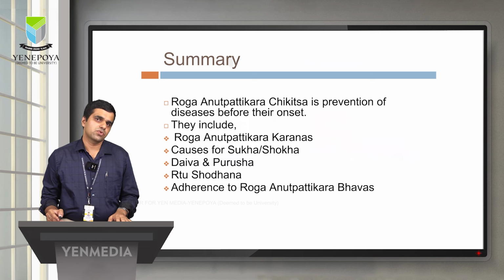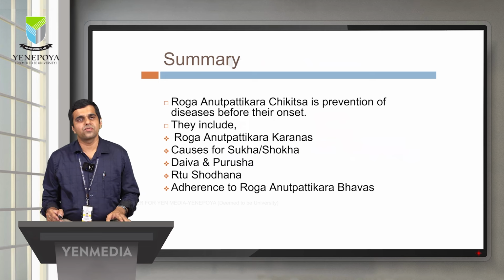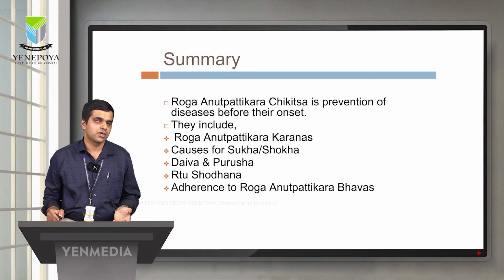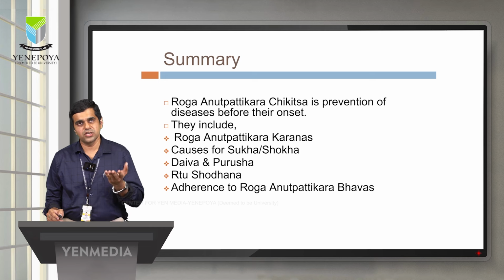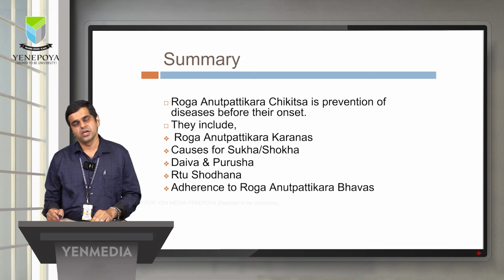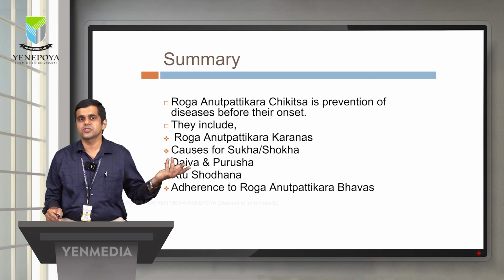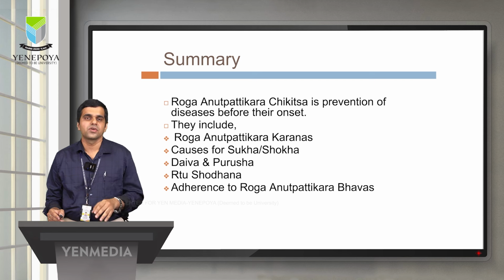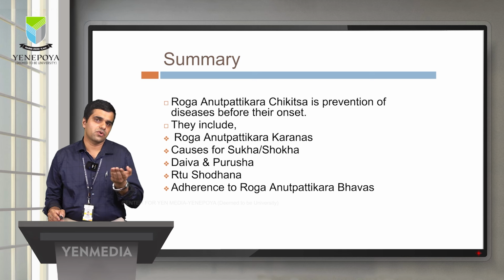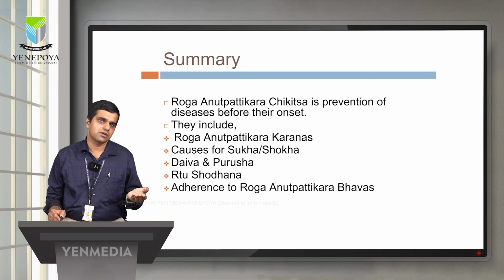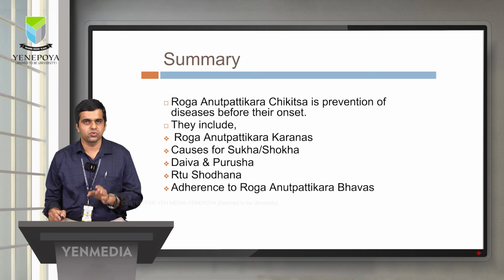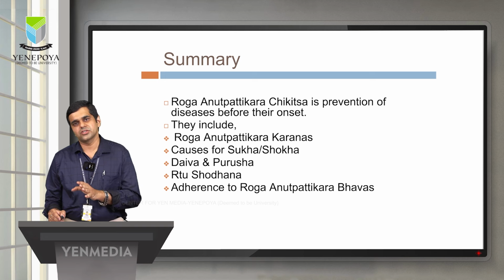With this I have come to the conclusion. Now what we have discussed so far: Roga Anutpattikara Chikitsa is the prevention of diseases before their onset. What have we discussed so far? They include Roga Anutpattikaranas, causes for Sukha as well as Shoka, Daiva and Purusha, the concept of Daiva. Daiva means whatever karmas that you have done in your previous life, and Purusha is whatever you are doing presently. And Rutu Shodhana, as we have discussed, for Vata you are giving Basti in Pravrit or in Varsha Rutu. For Pitta you are doing Virechana, that is in the case of Sharad Rutu, and for Kapha you are doing Vamana in the case of Vasanta Rutu.